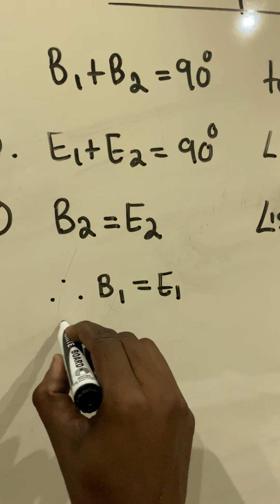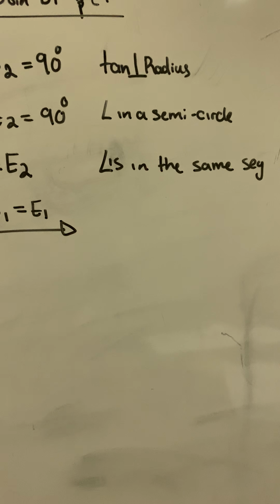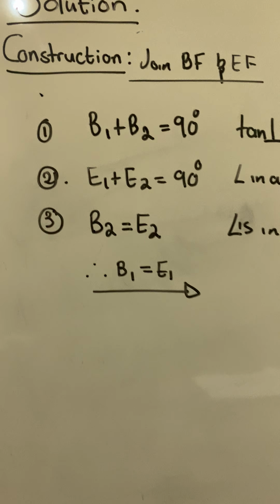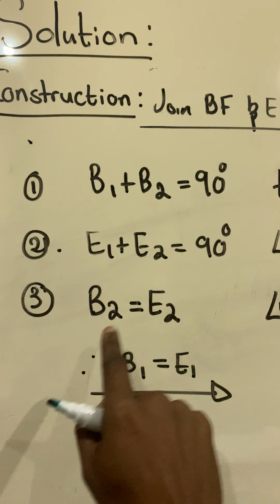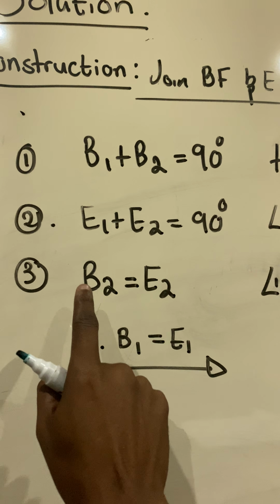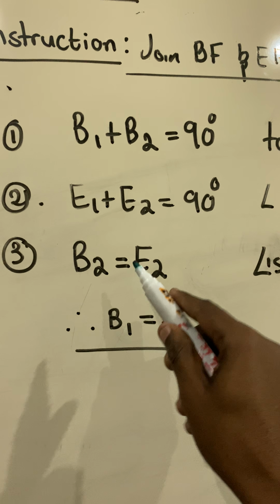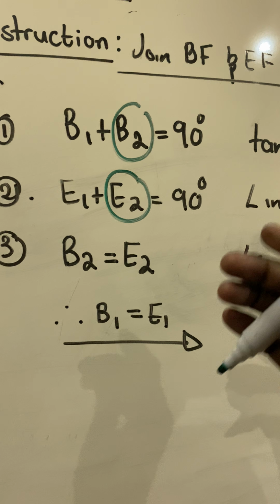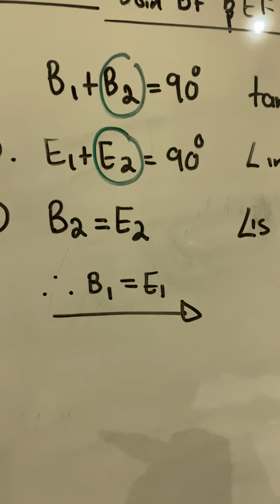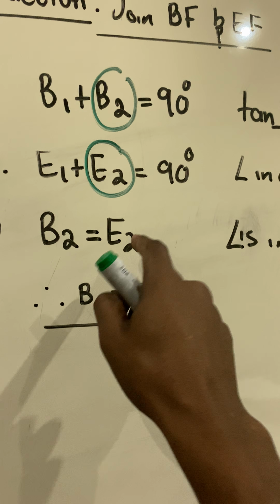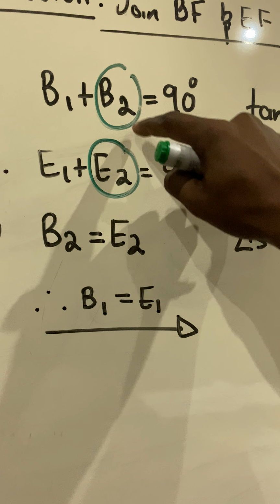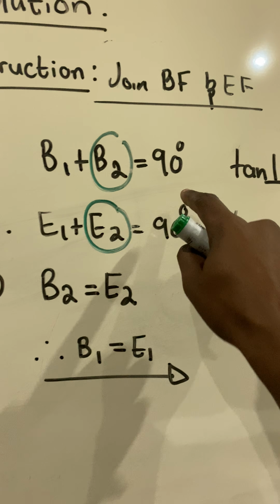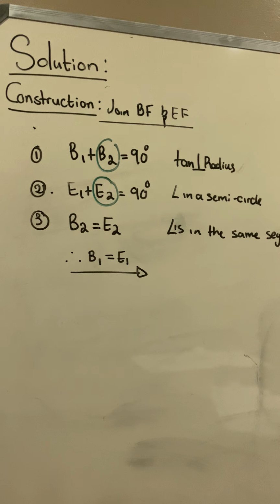You're probably thinking, how? What is the reason for that? Well, the reason for that will be easy. You've just proven it. You've proven that B1 plus B2 is 90, and that E1 plus E2 is also 90. And then you've proven that B2 and E2 are equal. So automatically, these two also become equal. If these two were like 80 and 80, then these two will be 10 and 10, because when you add these two, they should give you 90. So that's how you prove the tan-chord theorem.